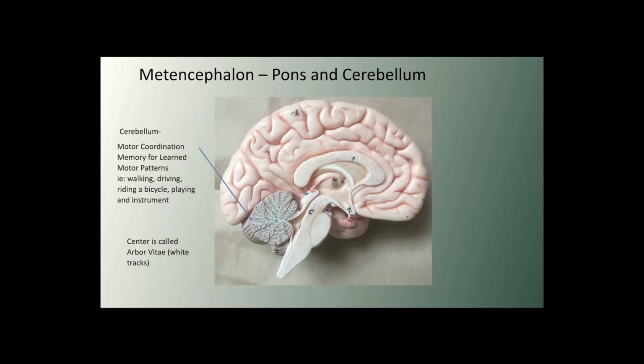So here's some arrows here. The arrow is pointing at the cerebellum. This arrow here is highlighting the center, which is called the arbor vitae, those white tracts. How about this arrow here? That's right, the pons, right? Pons, responsible for relay of sensory information from the cerebrum to the cerebellum. Good.